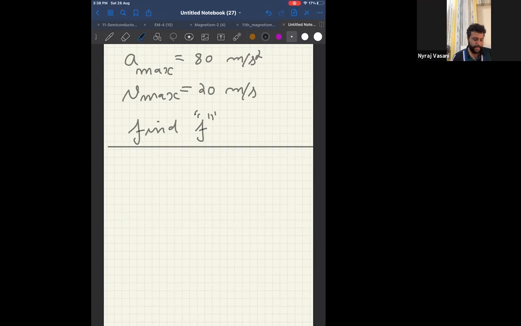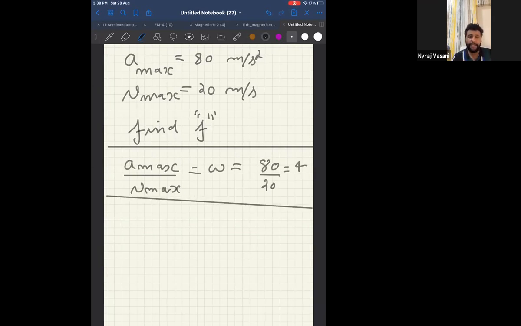So can I say A max by V max is actually omega. I already proved how it is omega. And A max is 80, V max is 20. Therefore, omega is 4. Everyone, first step or the first answer you should get is omega is equal to 4. Are you getting that much? Now, can I say omega is 2 pi f equal to 4? Or f is equal to 4 by 2 pi, or it is 2 by pi hertz. That's it. No need to simplify.